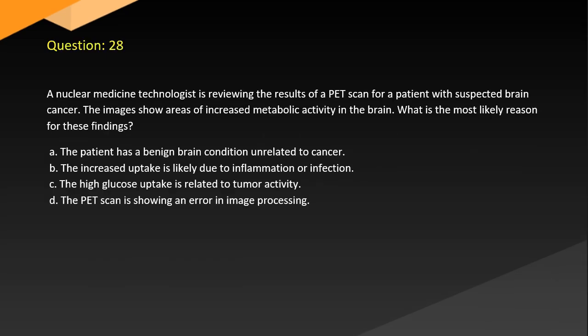Question 28. A nuclear medicine technologist is reviewing the results of a PET scan for a patient with suspected brain cancer. The images show areas of increased metabolic activity in the brain. What is the most likely reason for these findings? A. The patient has a benign brain condition unrelated to cancer. B. The increased uptake is likely due to inflammation or infection. C. The high glucose uptake is related to tumor activity. D. The PET scan is showing an error in image processing.